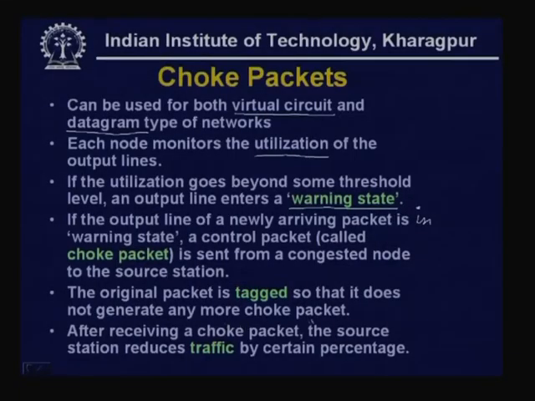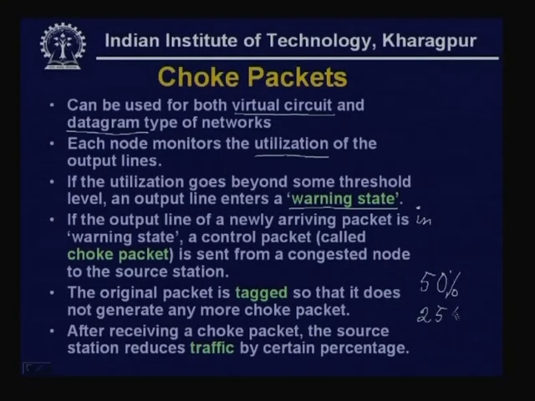So, although a choke packet is sent towards the source node, the node forwards the packet towards the destination. So, it may be possible that the other nodes in the path may again send a choke packet, to prevent that it is tagged, so that no more choke packets are generated. After receiving a choke packet, the source station reduces traffic by a certain percentage. Suppose after receiving a choke packet, the traffic is reduced by 50%.